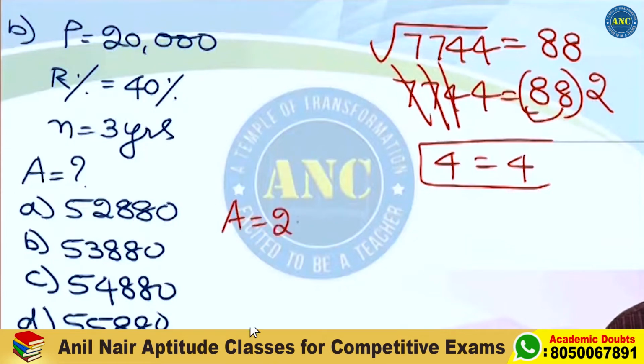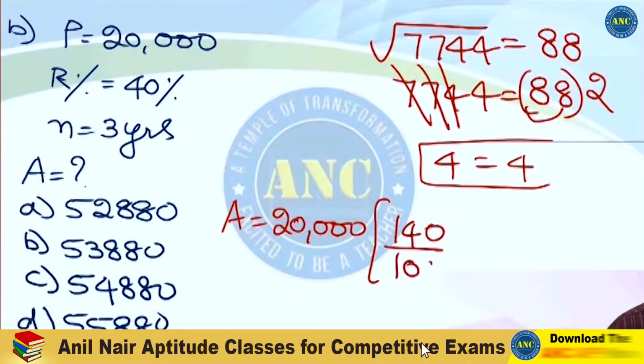Amount is nothing but principal is 20,000. 140 by 100 power 3.